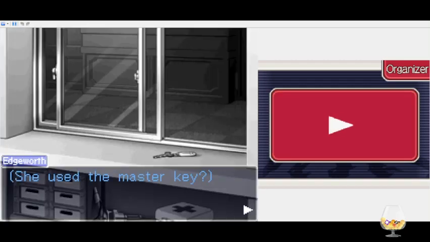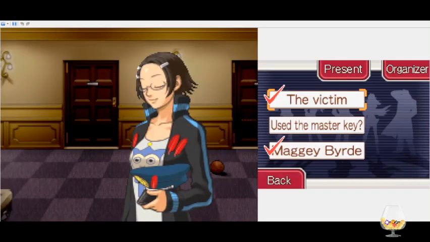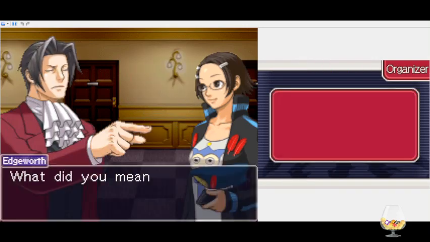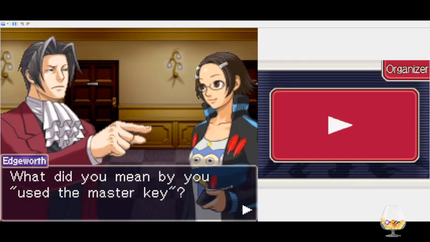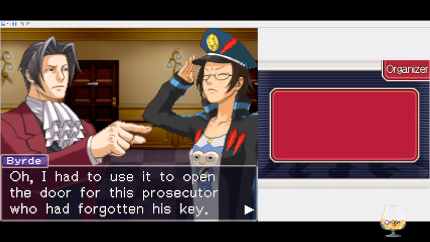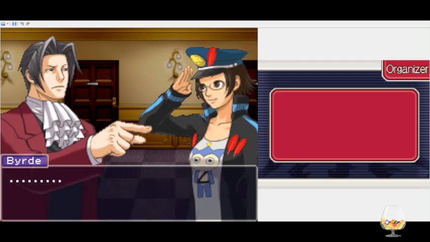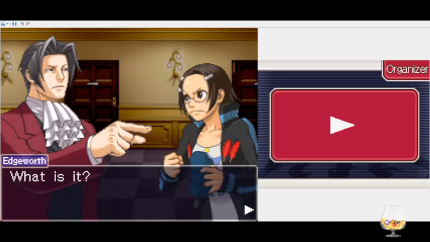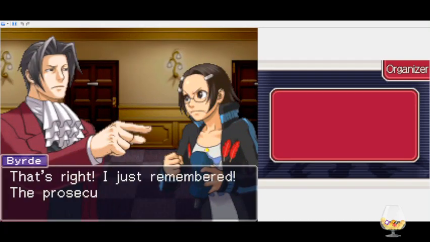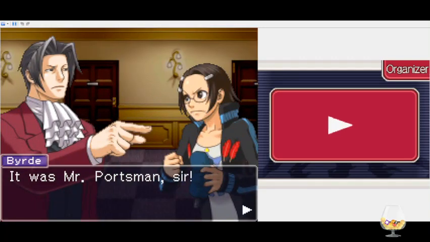She used the master key. That sounds important. What did you mean by you used the master key? Oh, I had to use it to open the door for this prosecutor who'd forgotten his key. I mean, it's my job as a security guard, right? That's right, I just remembered. The prosecutor who forgot his key. It was Mr. Portsman, sir.